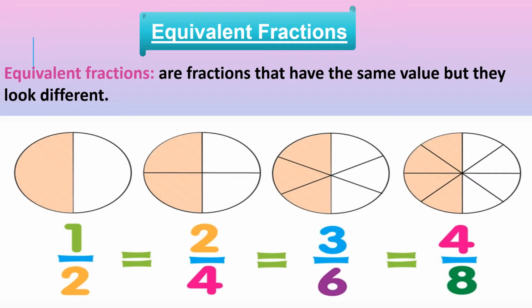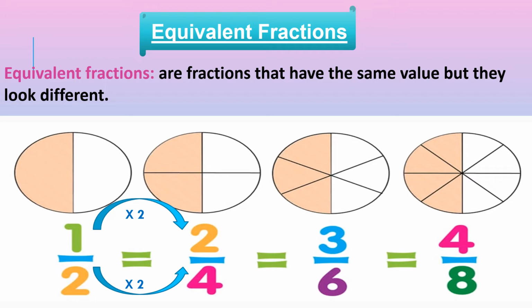Also, equivalent fractions states that if we multiply or divide the numerator and denominator of a fraction by the same number, except 0, the value of the fraction doesn't change. So when we multiply the numerator, here is 1, by 2, 1 times 2 equals 2. And multiply the denominator by 2, 2 times 2 equals 4.